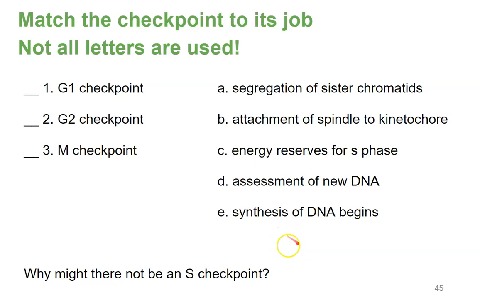So let's talk about those. Letter E, synthesis of DNA, does not have a checkpoint. That's just S phase of interphase. Letter A is going to be anaphase of mitosis, so separation or segregation of sister chromatids. There's not an S checkpoint because there's a checkpoint at G2 that checks the DNA for the cell. So it would be silly to have an S checkpoint and then a G2 checkpoint that do the same things.